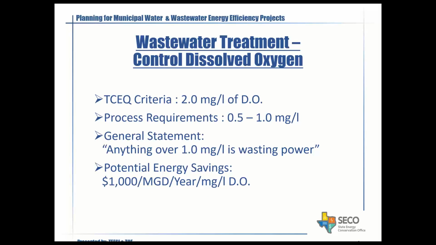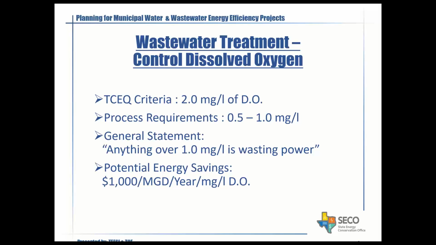Some of the TCEQ criteria that we look at is when you're designing a wastewater treatment plant, you have to design it so that you can maintain a 2 milligram per liter or part per million of dissolved oxygen. And we've found over the years that the process can operate efficiently from 0.5 to 1 milligram per liter. So that extra amount of O2 that you have can be summarized in the general statement saying anything over 1 part per million is wasting power.